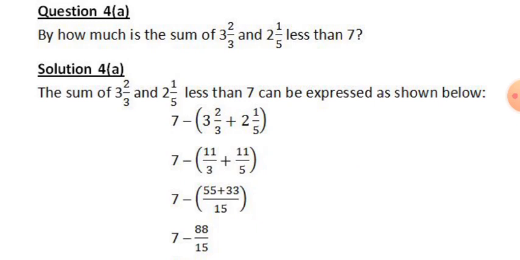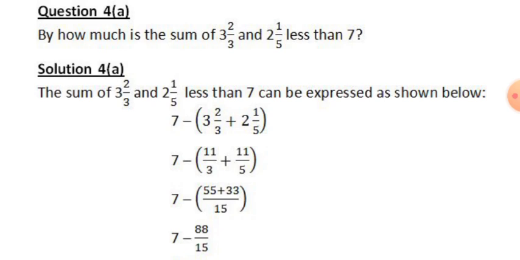That is the question. Now the solution for that, solution 4a: the sum of 3 whole number 2 over 3 and 2 whole number 1 over 5 less than 7 can be expressed as shown below. When something is less than the other, you have that minus what it is less than. So the sum is the answer. You first add the two fractions, then subtract the answer from 7.